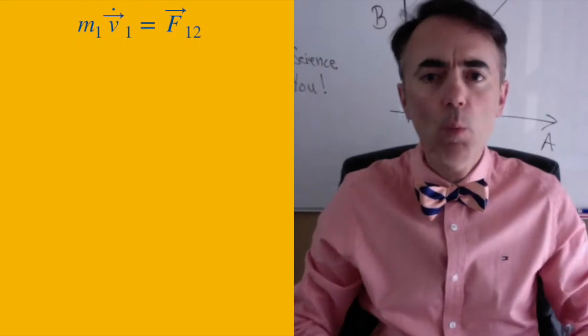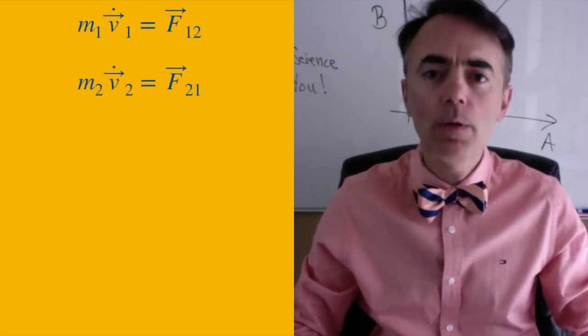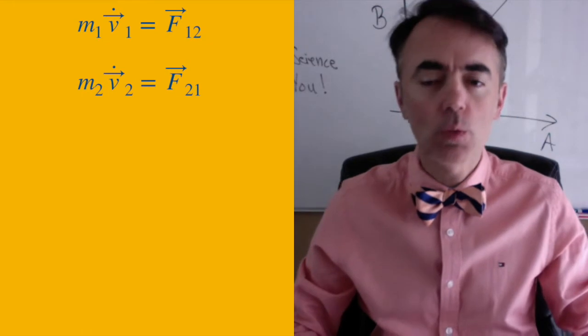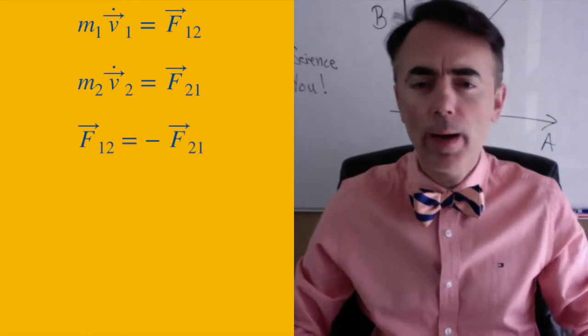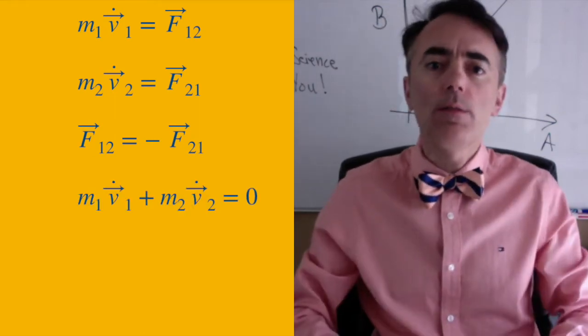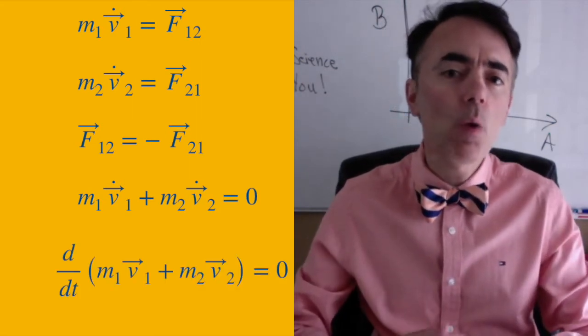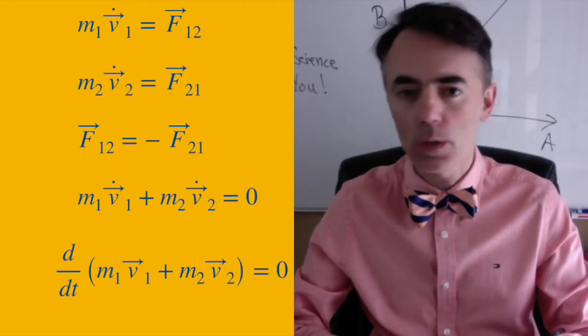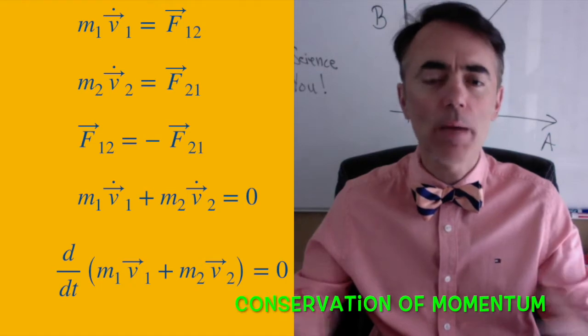Writing Newton's second law, we have that m1 times v1 dot is equal to f12, and m2 times v2 dot is equal to f21, which, using Newton's third law, f12 equal to minus f21, combines as m1 v1 dot plus m2 v2 dot equal to 0. Or, the derivative of m1 v1 plus m2 v2 is equal to 0, which is just the conservation of the total momentum of this physical system.